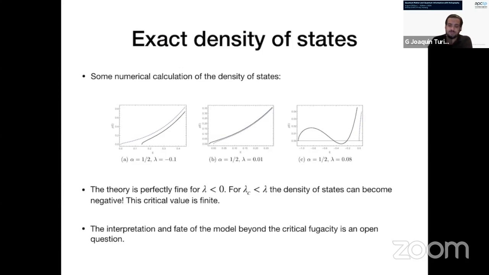So if you try to make a matrix integral that would give you a density of states that is negative, you probably won't do it with the Hermitian matrices, of course. But the interpretation of what happens for such values of the fugacity is an open question. We don't understand it very well.